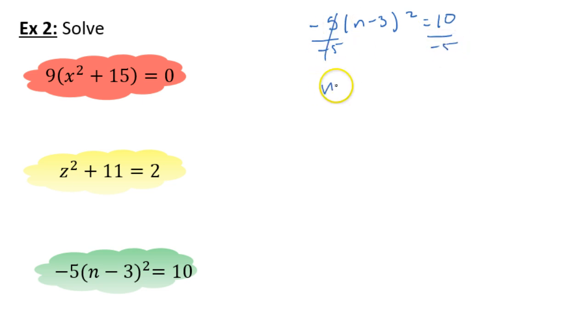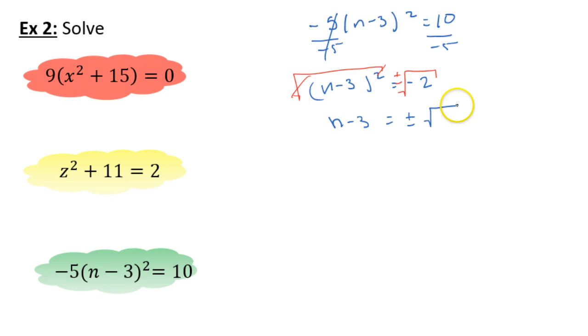This goes away. I get (n minus 3) squared is equal to negative 2. I'm going to square root both sides to cancel out that squared term. When I do that, this goes away and I get a plus or minus. So if I rewrite this equation, I get n minus 3 is equal to plus or minus the square root of negative 2. Well, that can be simplified. We factor out that negative 1, and we get n minus 3 is equal to plus or minus i root 2.